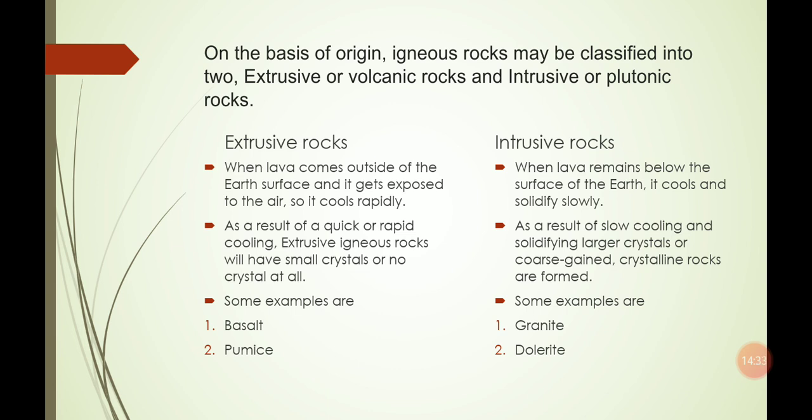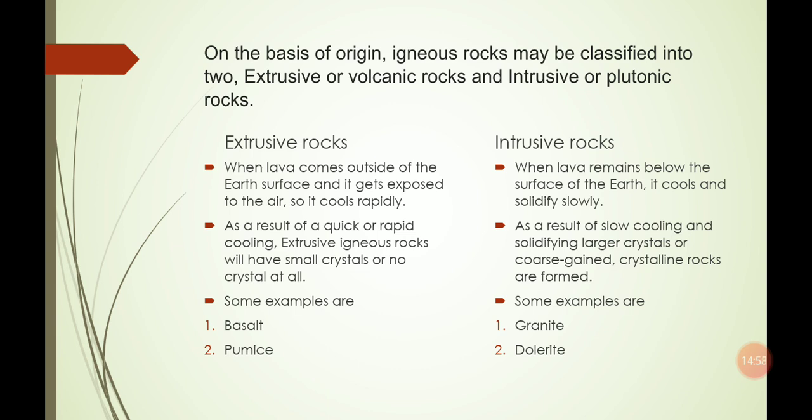So, were you able to understand? Igneous rock is divided into two types: extrusive and intrusive. Extrusive rocks are what? When lava, magma, comes out of the surface, it cools and solidifies rapidly. It solidifies very fast, and because of that they do not form crystals, or only very small crystals.